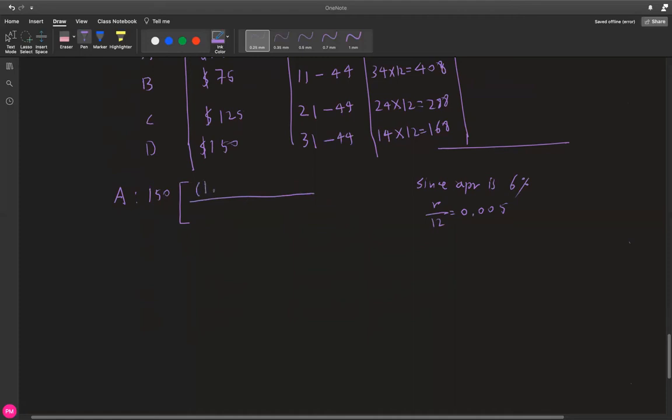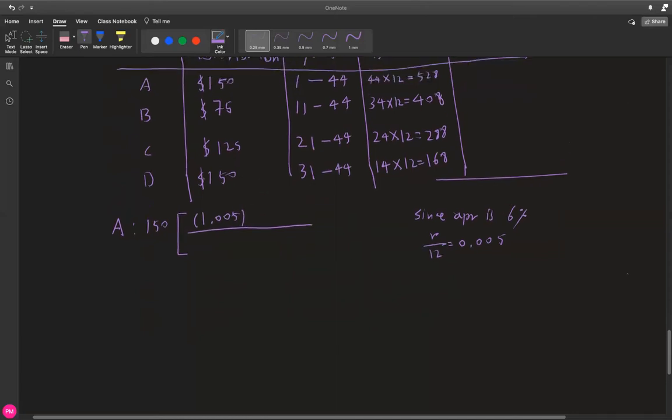So here we're doing 1.005 to the power of the number of months. In this case, it was 528 months, and minus 1, and you divide by 0.005. This will get you $387,639.78. I need to make a little barrier here.